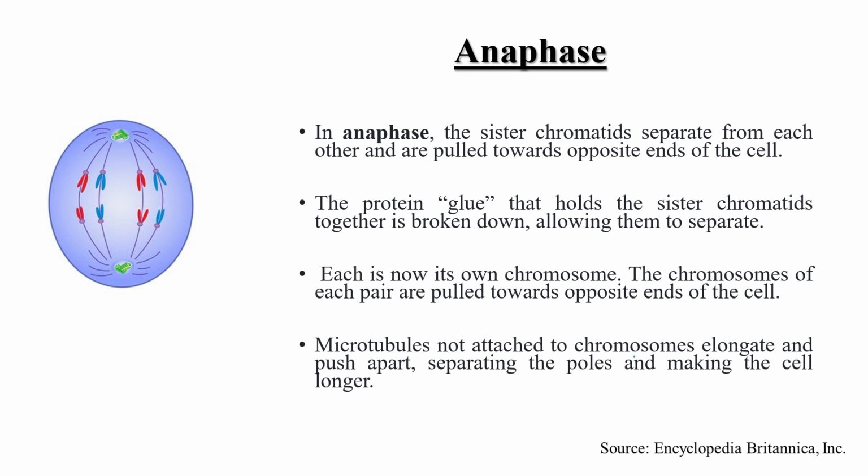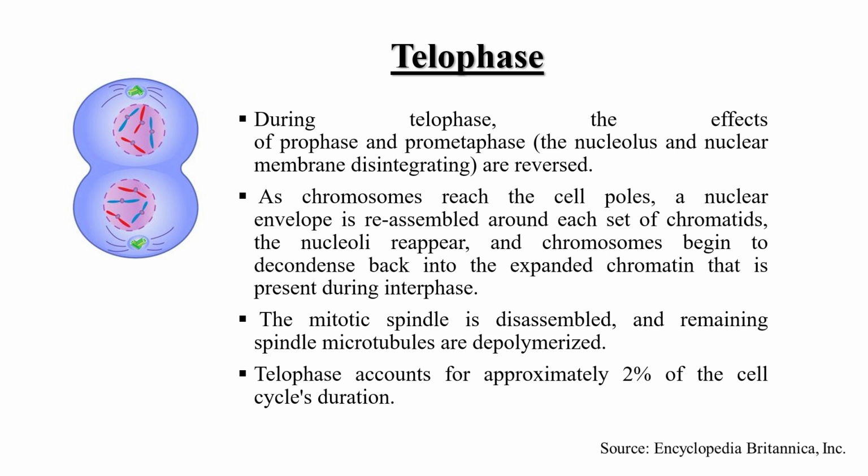Microtubules not attached to the chromosomes elongate and push apart, separating the poles and making the cell longer. You can see here, this rounded structure is comparatively longer in anaphase. Okay, clear? Now the next one is the telophase.